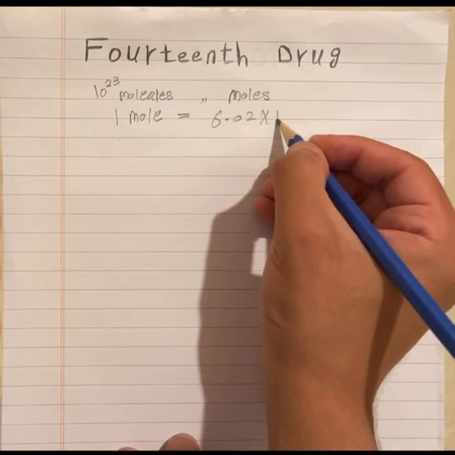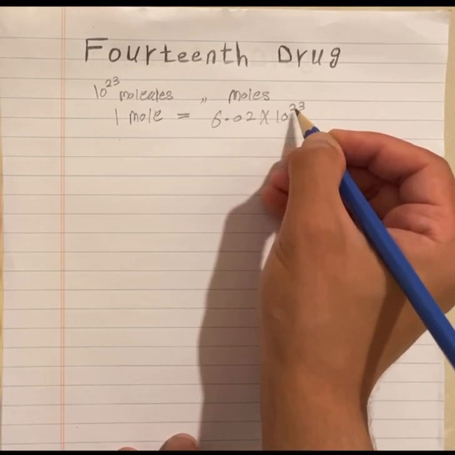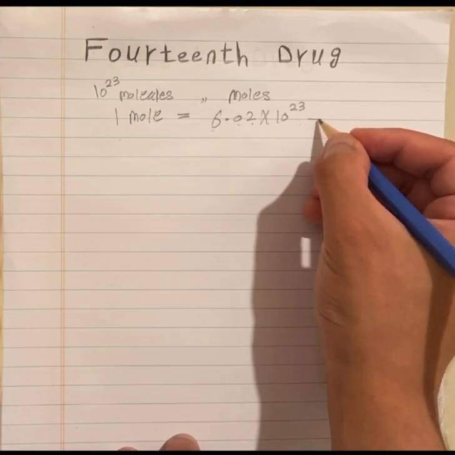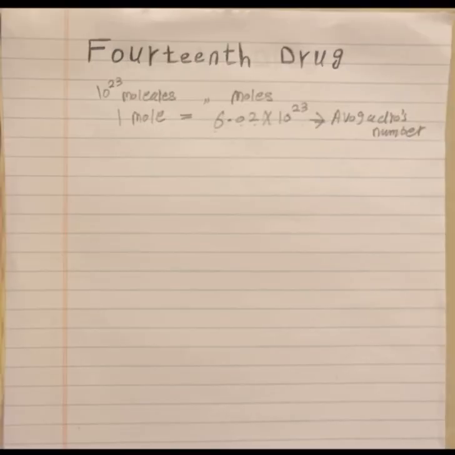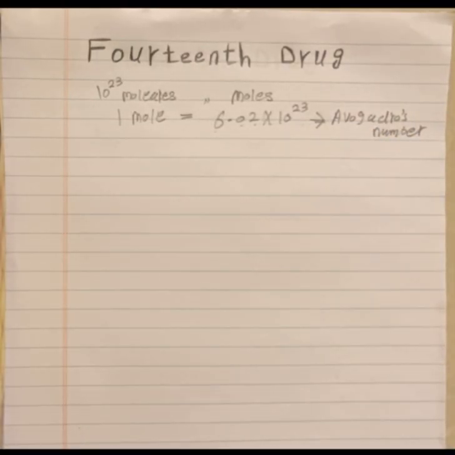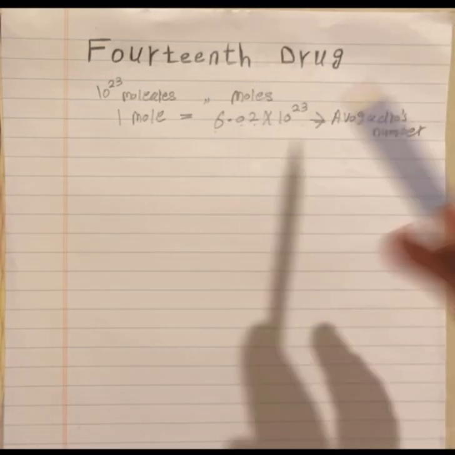6.02 times 10 to the power 23. Scientific notation, 3 significant figures. And this number is Avogadro's number. You might find it weird when I start talking about these very large numbers, but this is because real-life products contain at least this number of molecules.